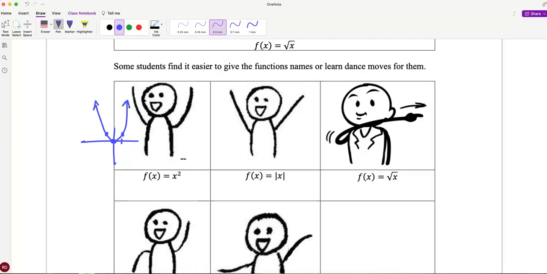Absolute value of x just looks like a V. The pattern for that one, we start at the origin. Over 1 up 1, over 1 up 1. So the same pattern, but it has a different shape. Okay, it looks like a V. The square root of x, it just goes off to one side. Starts at the origin. Over 1 up 1 because the square root of 1 is 1. Over 4 up 2 because the square root of 4 is 2.